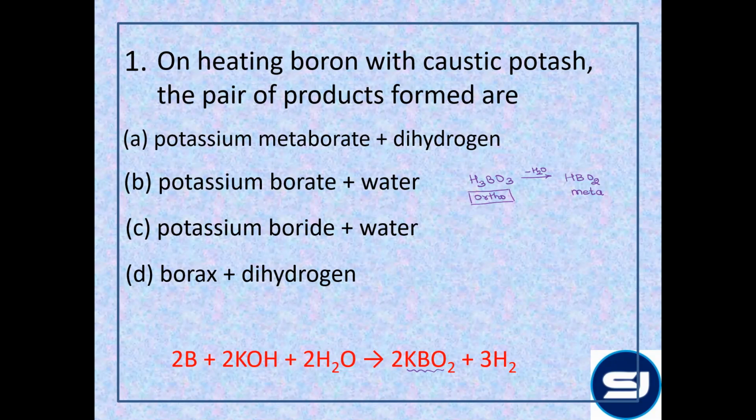So though there are 3 hydrogens in the formula, they are non-ionizable. That is why a product like orthoborate is not possible here. But with HBO2, this H is replaceable and ionizable. That is why the corresponding product which we obtained on reaction of B and KOH is metaborate. Okay, so the answer will be option A, potassium metaborate and dihydrogen.